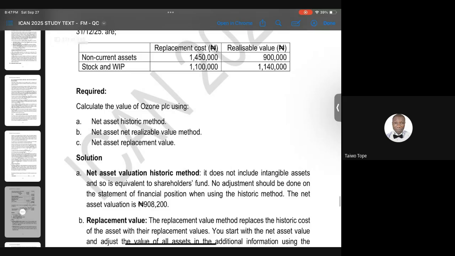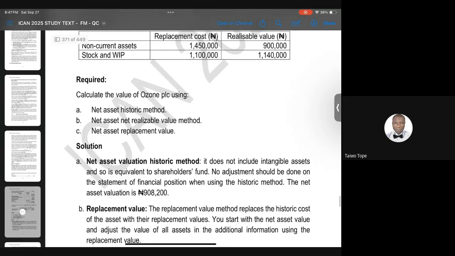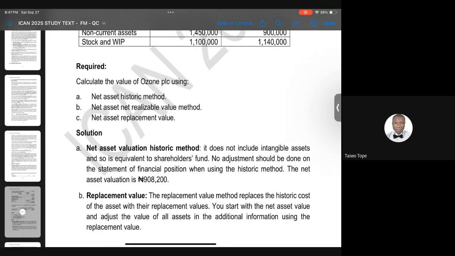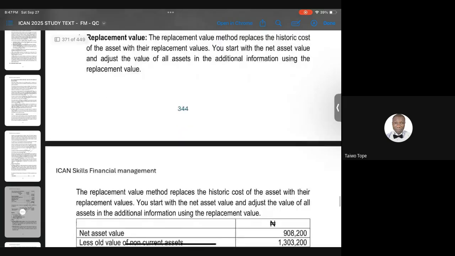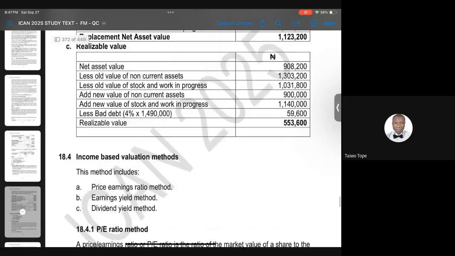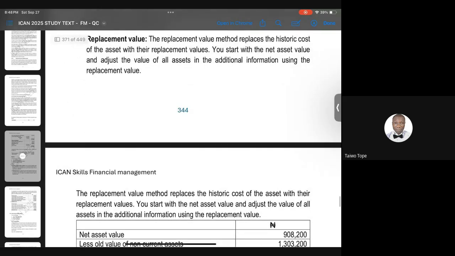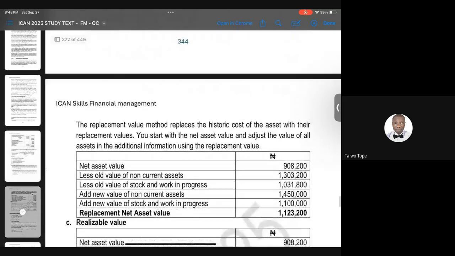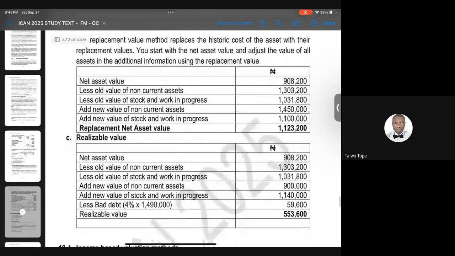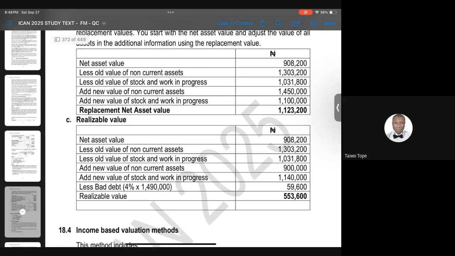Okay, fine. Now calculate the value of Ozone PLC using net assets realizable value method. Net asset realizable value method. Now, let me talk about that. I only talked about replacement. When we talk about the realizable value, this is the amount the selling company will realize if the assets are sold on a piecemeal basis. What do I mean by piecemeal? In fragments.